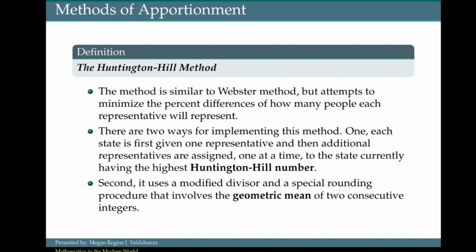This method will be discussed in another video on how to find the Huntington-Hill number and how to use the method. Second, it uses a modified divisor and a special rounding procedure that involves the geometric mean of two consecutive integers.